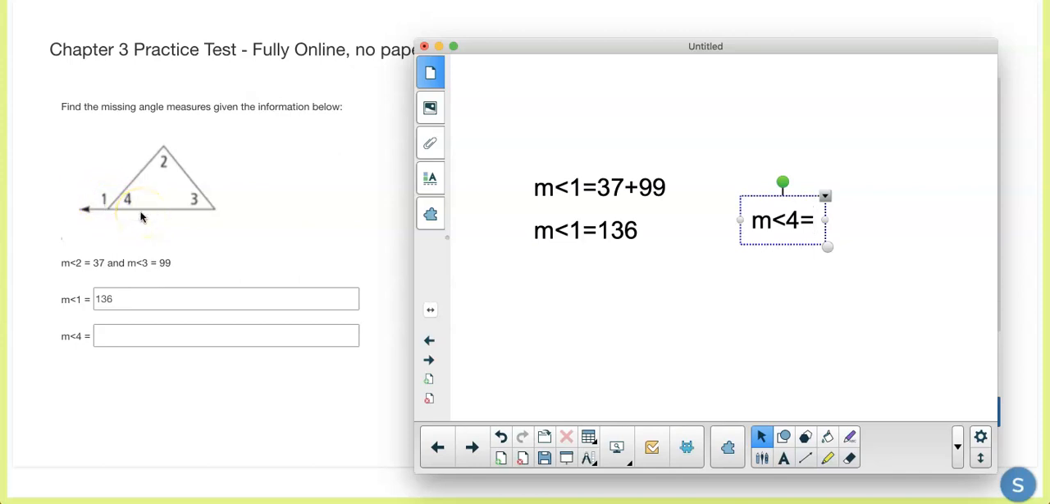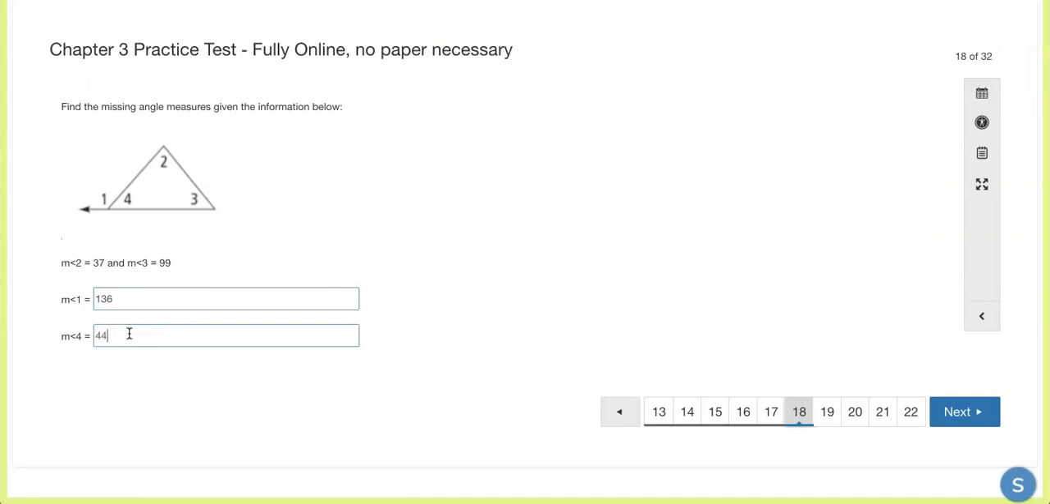So 180 minus angle 1, which we just found out was 136. That would be one way to get that one done. Okay, so if you do that, you end up with 44. So notice that these two answers add up to 180. Not a coincidence, because they're a linear pair.